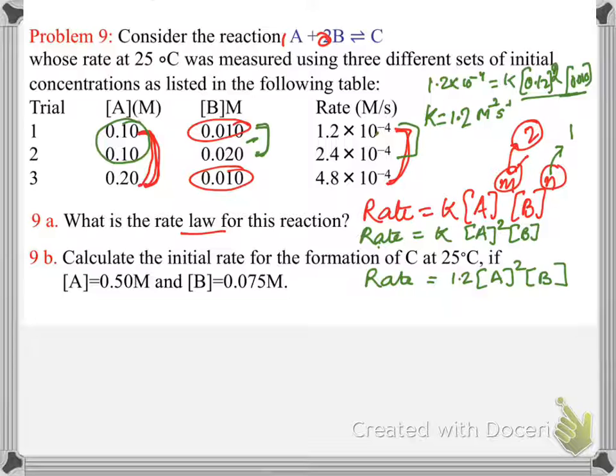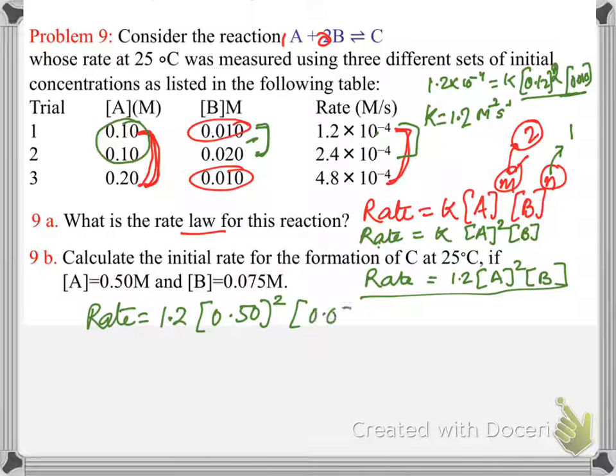Now 9B, calculate the initial rate for the formation of C at 25 degrees Celsius if the concentration of A is 0.50 and the concentration of B is 0.075. For a question like that, all you have to do is, you know the rate law, you just have to plug these two values. A is 0.50 raised to the power 2 times 0.075 raised to the power 1, and if you solve it, it should be this.